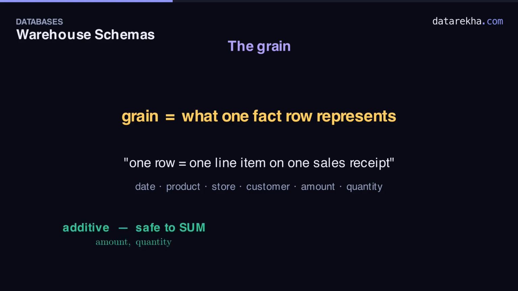One quick distinction on those measures. Most, like amount and quantity, are additive. You can sum them across any dimension. But a few are non-additive, like a margin percentage. Summing those gives nonsense, so you average them instead.